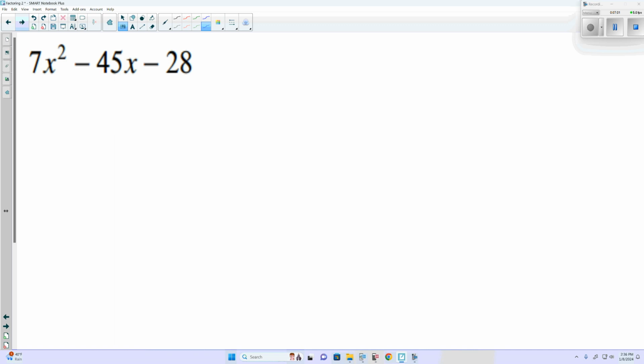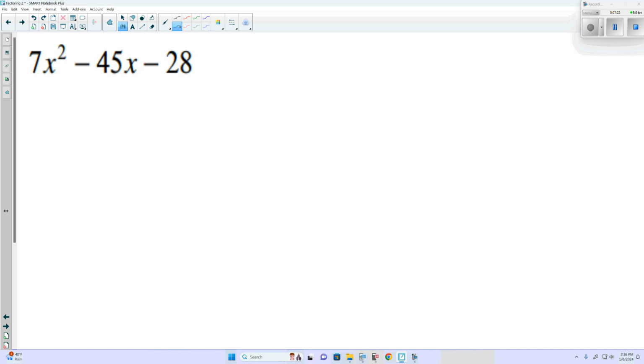All right. There's no questions on that there. Let's look at the next one. 7x squared minus 45x minus 28. Is there a greatest common factor between these three terms? 7, because 7 does go into 7, and 7 does go into 28, because that's 4 times 7.